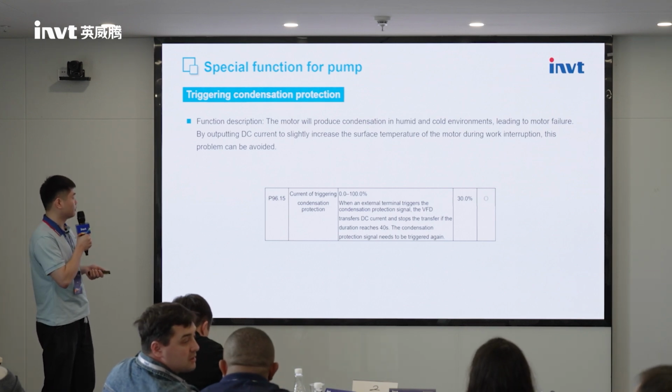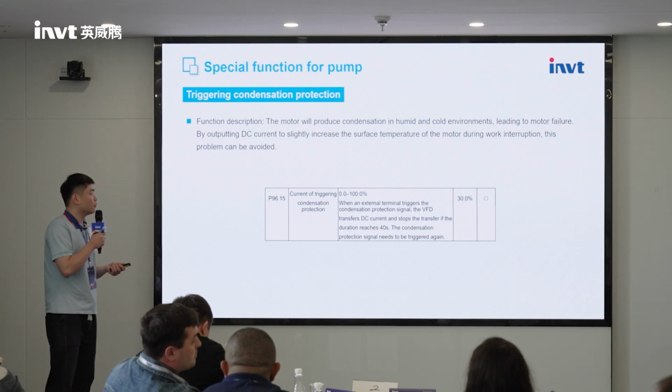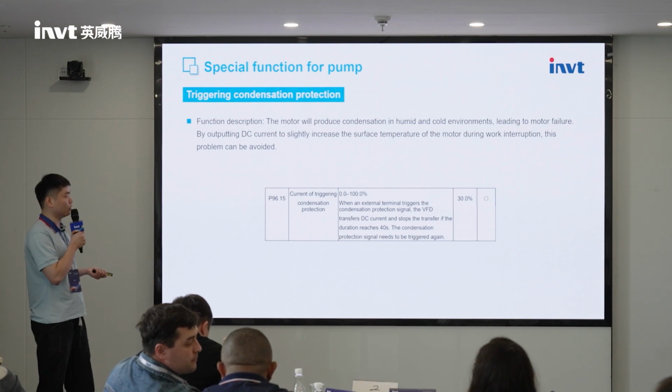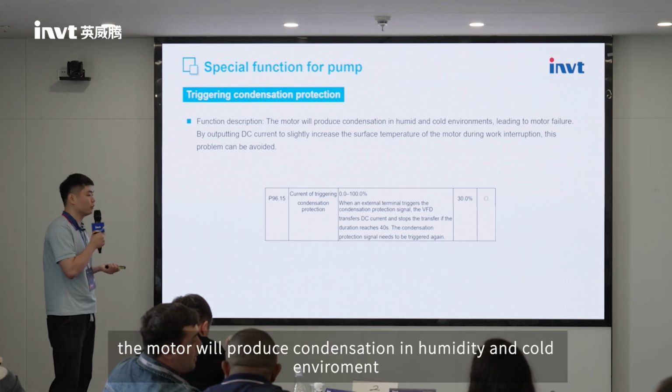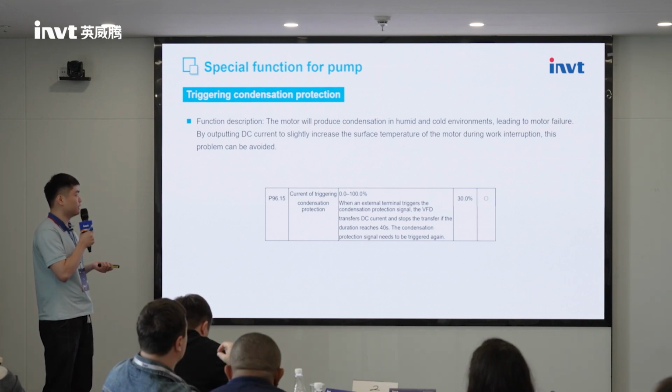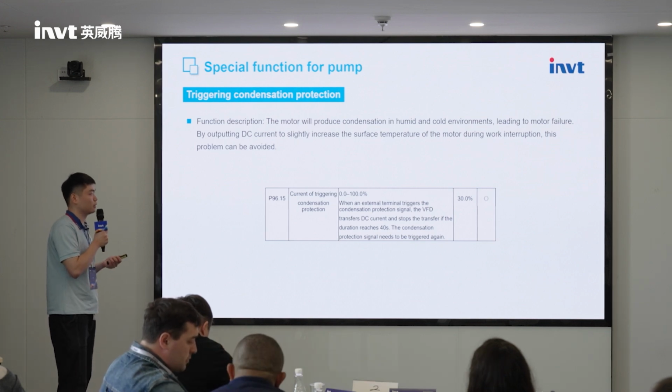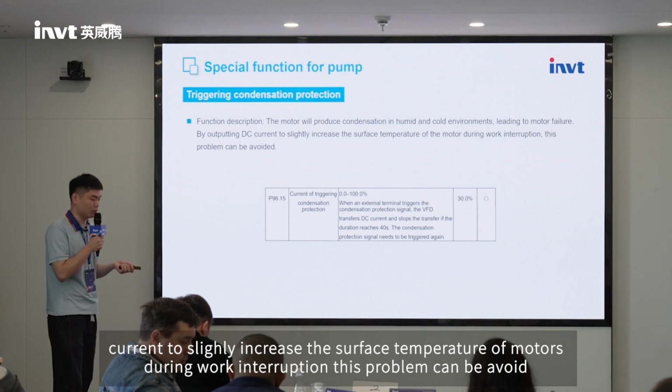Anti-condensation protection. The motor will produce condensation in humid and cold environments, leading to motor failure. By outputting DC current to slightly increase the surface temperature of the motor during work interruption, this problem can be avoided.